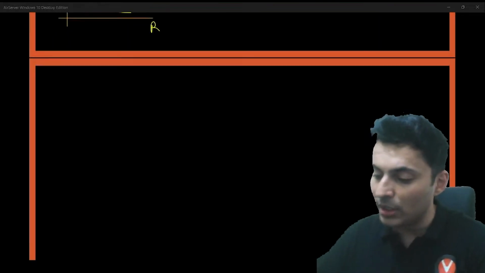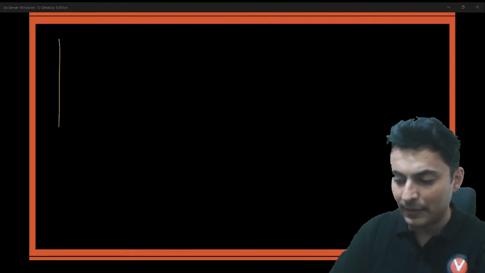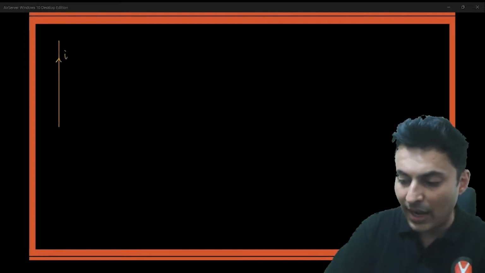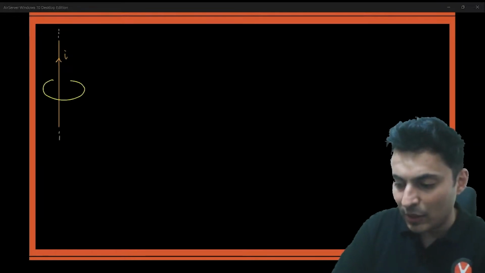But when you take a long wire carrying current, then the magnetic field lines are circular.